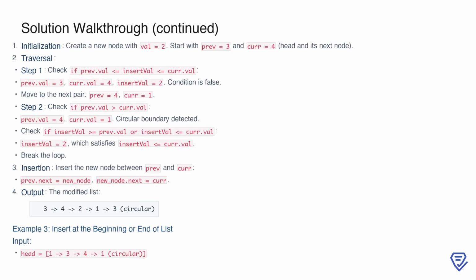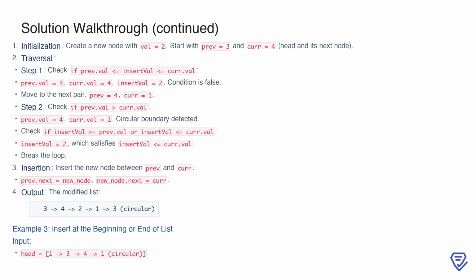Now, let's consider the case where we need to insert a value into an existing non-empty circular linked list. The input list here is 3-4-1-3, and the value to insert is 2. First, we create a new node with the value 2. We initialize two pointers, previous pointing to the head node, which has a value of 3, and cur pointing to the next node, which has a value of 4. Next, we begin traversing the list.